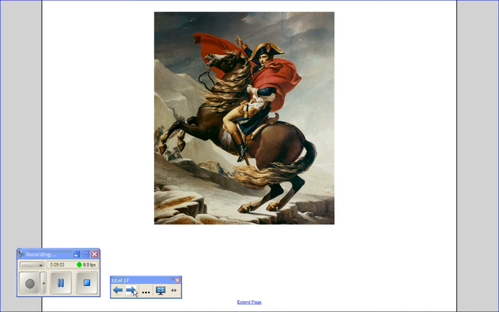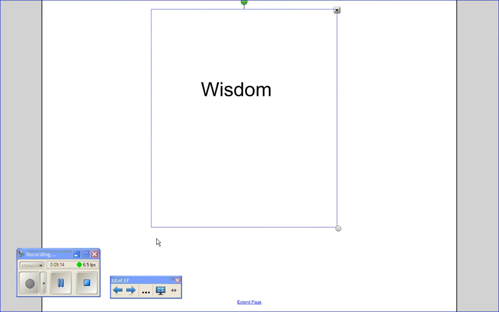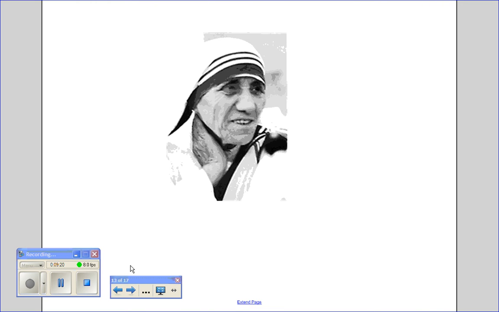Where did Napoleon fall short, which ultimately led to his demise? Another good answer here may be modesty. Finally, what was it that Mother Teresa held so dear?